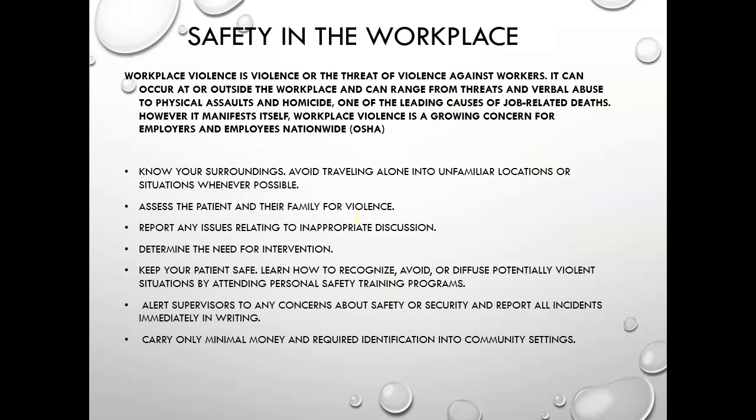The last slide is on workplace violence. Workplace violence is violence or the threat of violence against workers. Workplace violence can occur outside the workplace. It can range from threats and verbal abuse to physical assaults and homicide, one of the leading causes of job-related deaths. However it manifests itself, workplace violence is a growing concern for employers and employees nationwide. OSHA is in charge of making sure that this does not occur at your healthcare facility.